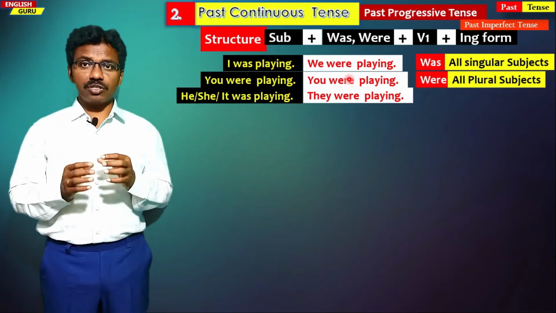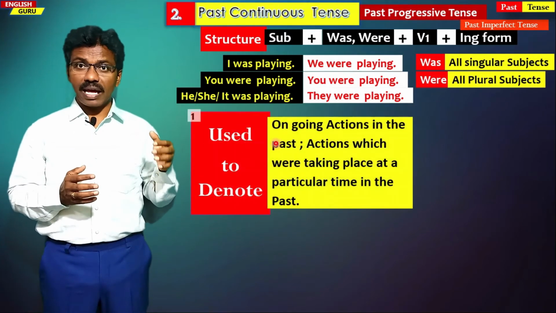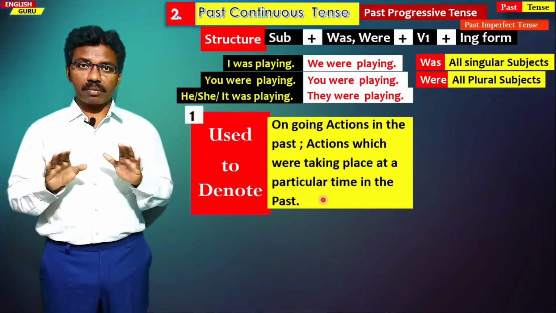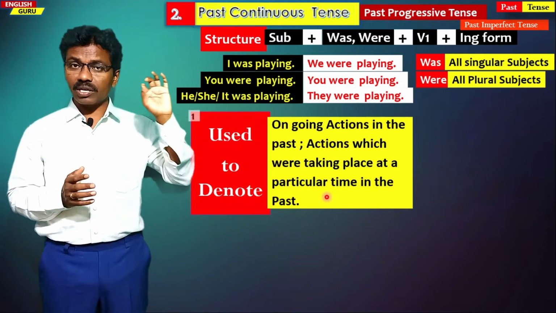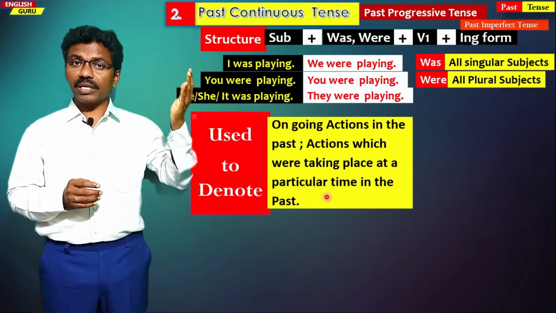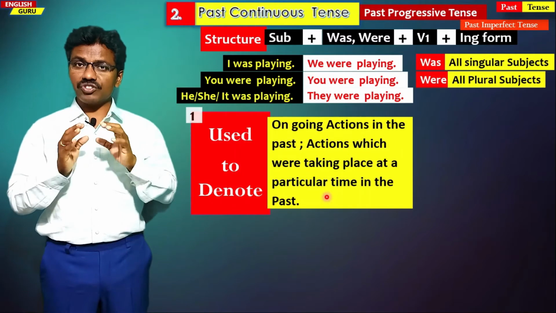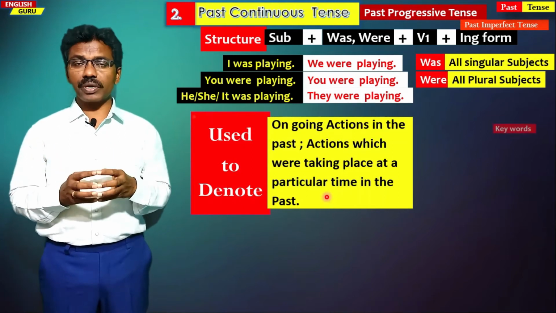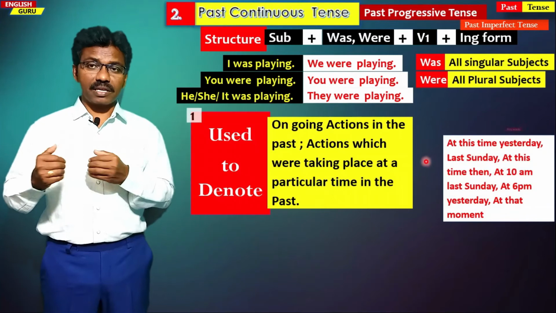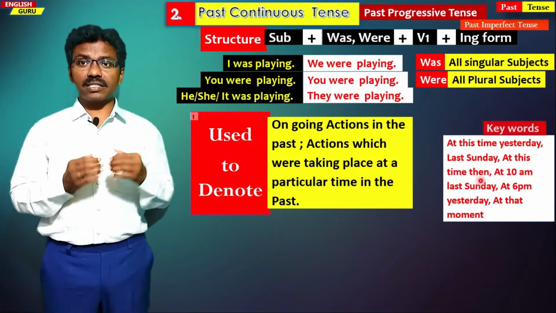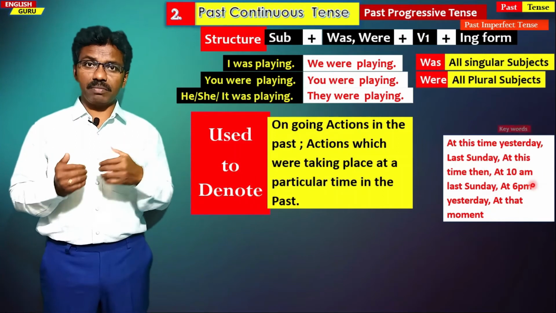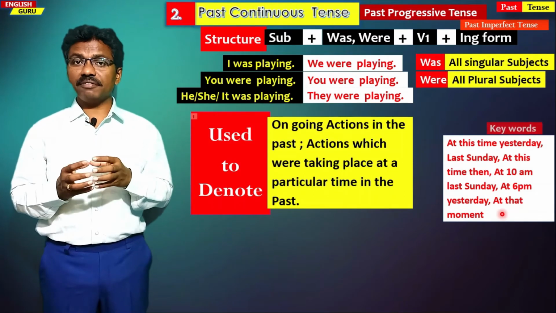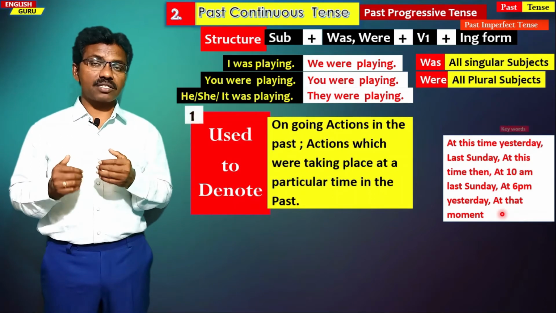So this particular tense is used for ongoing actions in the past, actions which were taking place at a particular time in the past. Right now they are not taking place, but they were taking place at a particular time in the past. They were continuing at a particular time in the past. So for such kind of situations we use past continuous tense, and there are certain keywords which are used in this particular tense. They are: at this time yesterday, at this time last Sunday, at this time then, at 10 p.m. last Sunday, at 6 p.m. yesterday, at that moment yesterday. So such kind of keywords are used in this past continuous tense.